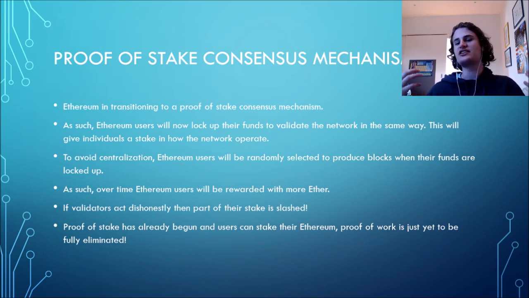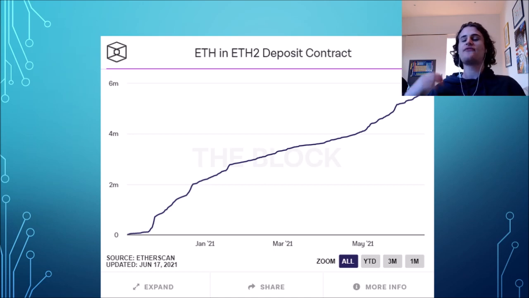However, proof of work is just not yet fully eliminated. It should be fully eliminated, as I've already said, by the end of this year. So proof of stake should mean a lot less energy is used up, in fact no energy, and all you do is pool your funds together and it should overall make the network a lot more efficient. As you can see, 5.5 million Ether has been staked in the ETH 2.0 deposit contract, and this is $10 billion worth of Ethereum already being staked. A huge amount of Ether.